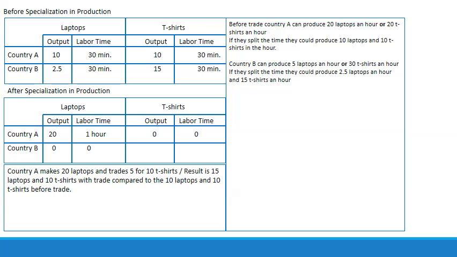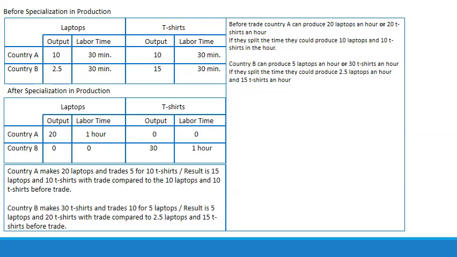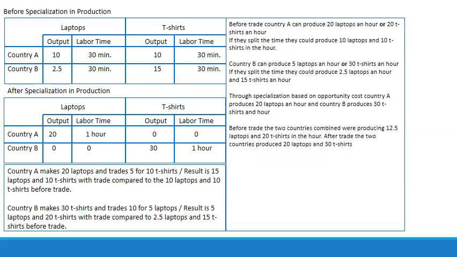Now country B decides to not produce any laptops at all. They focus on t-shirts, producing 30 an hour. So country B makes 30 t-shirts and trades 10 for laptops. As a result, they have 5 laptops and 20 t-shirts, compared to where earlier they were at 2.5 and 15. So when you look at specialization in the two areas, both country A and country B benefit from specializing and then trading. So through specialization based on opportunity cost, country A produces 20 laptops an hour. Country B produces 30 t-shirts an hour.